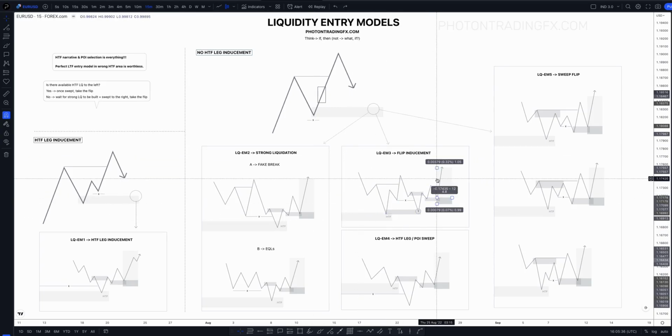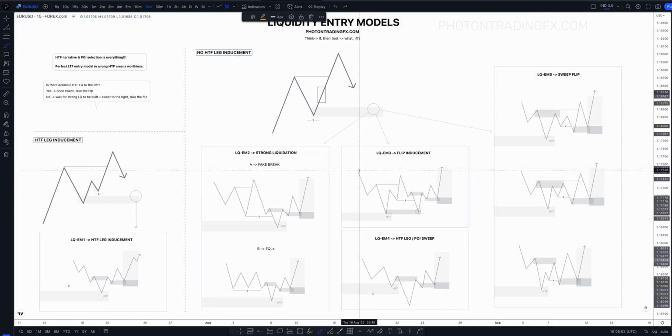Okay, entry model 3. Again, all the same scenario in the higher time frames. No inducement, so we're waiting for inducement to generate liquidity, to get that liquidation in the pullback, and then we can look to get involved. So these scenarios are where there is no strong liquidation in the pullback. Price comes in, it pulls back, and then we get the mitigation.